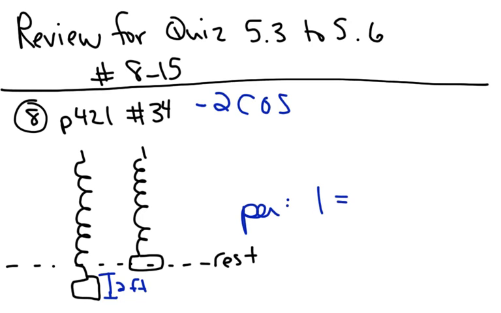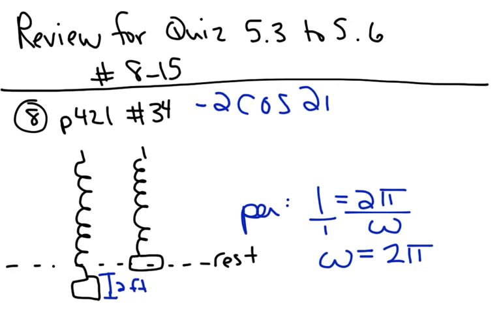And in order to write the equation for this, we have to set that equal to 2 pi over omega, or 2 pi over k, whichever one you want to use. So omega is 2 pi. So here is our equation that describes the motion of the spring.